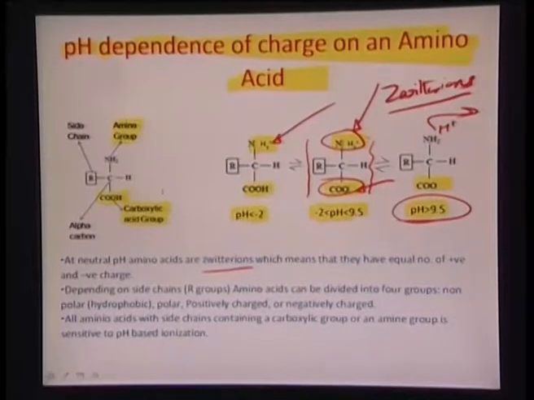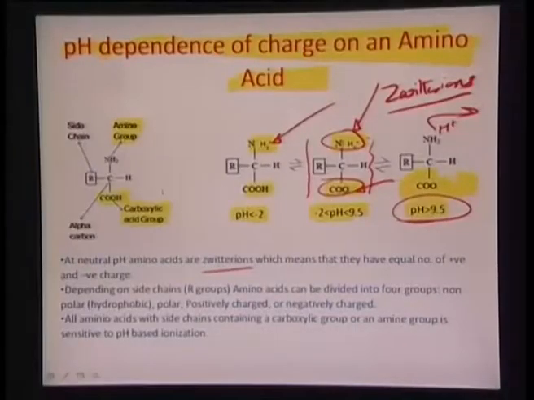So the charged state of an amino acid really depends on the pH. If it is very highly acidic, you have a positive charge on the amino acid. If it is in a certain range where there are equal amounts of positive and negative charges, the amino acid behaves as a zwitterion. And then if the pH is carried on from there to more basic, there is a tendency for deprotonation to happen again, and then you have a negative charge on the particular amino acid.